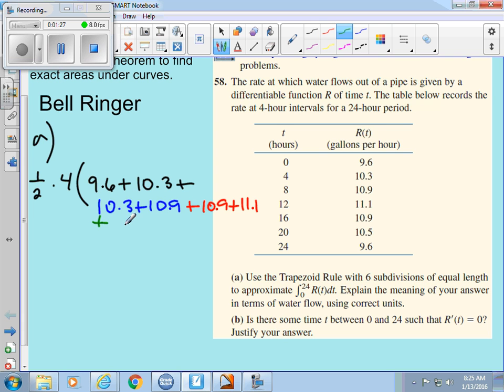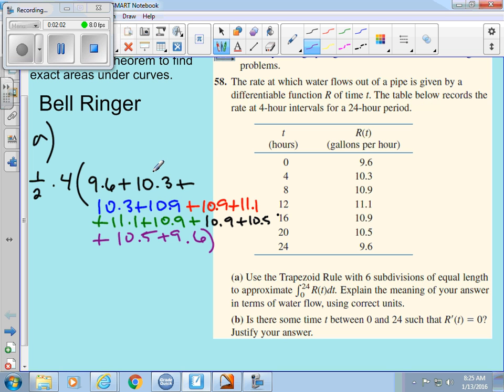I'm switching colors on each trapezoid. Does that help you all to see where I'm getting the information? Plus 10.9 plus, go black again, 10.9 and 10.5, plus 10.5 and 9.6. Does that look good? Okay.